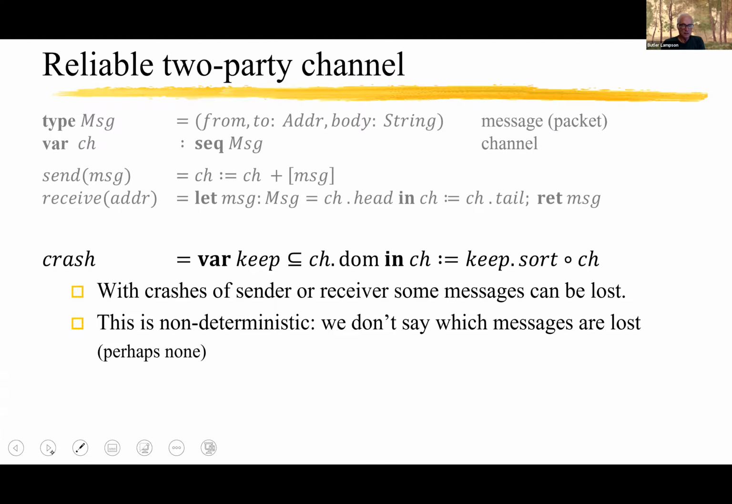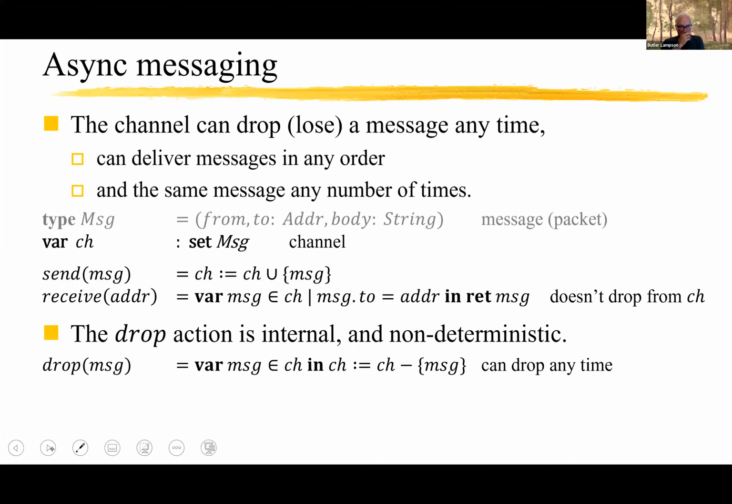And notice that this is highly non-deterministic. All we said about the keep set is that it's a subset of the domain of the channel. We didn't say anything more about it. So the subset might be empty, for example, or maybe nothing is lost, keep is equal to the domain. So this is a precise model for the possibility that in the case of a crash, some unknown number of messages are going to be lost.